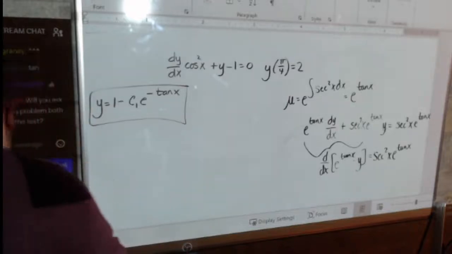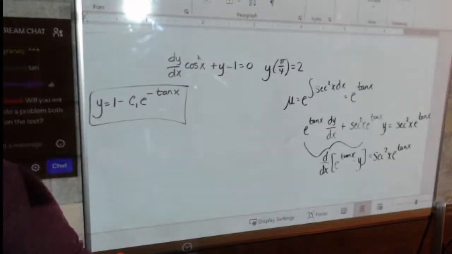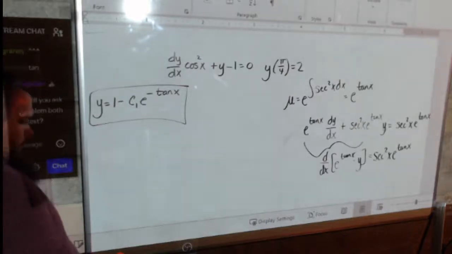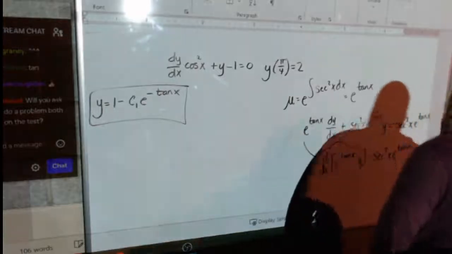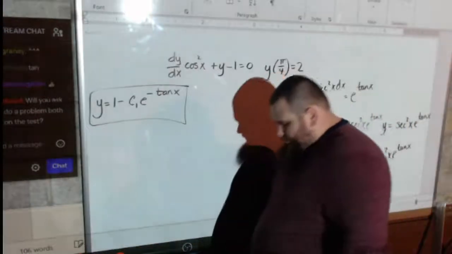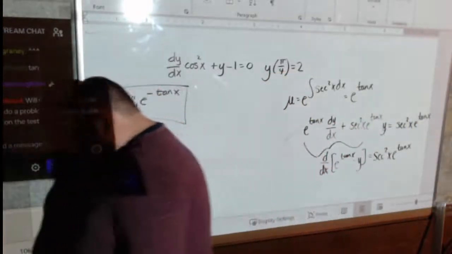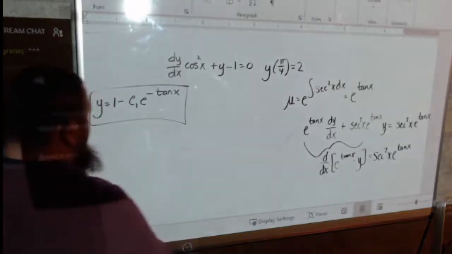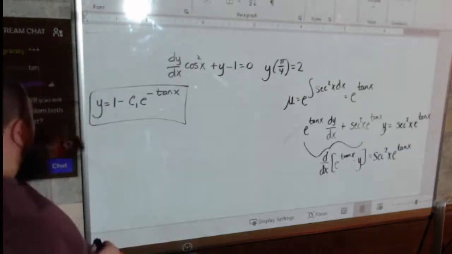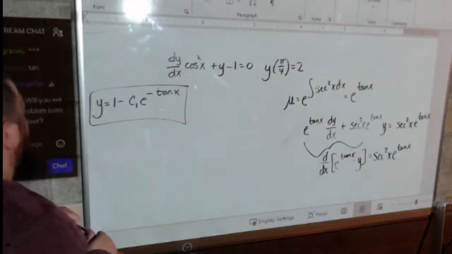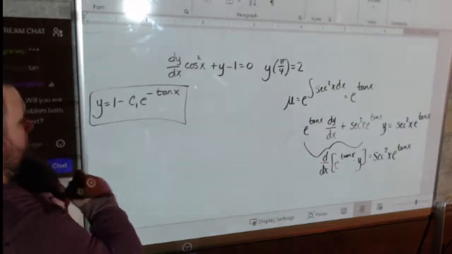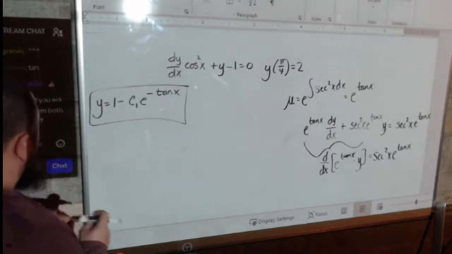Will you ask us to do a problem both ways on the test? Actually, I really like that idea, and don't think that I'm only saying that to torture you. I just like the idea of having you do a problem two different ways, in case you can get the answer one way, you know what the answer should be for the second type. So if possible, I may ask you to do that, yes.